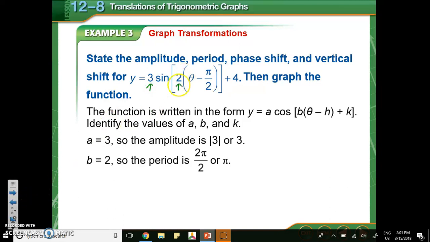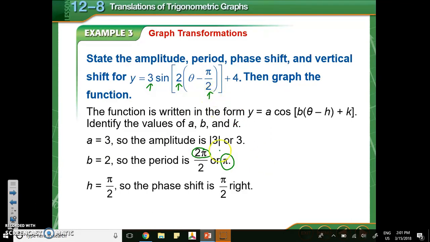B equals 2. Remember, I take that B value, I take my period, which is 2 pi radians, because I'm dealing with the sine function. I divide it by 2. So my new period is pi, meaning my sine will do one whole revolution or one whole cycle in pi radians.